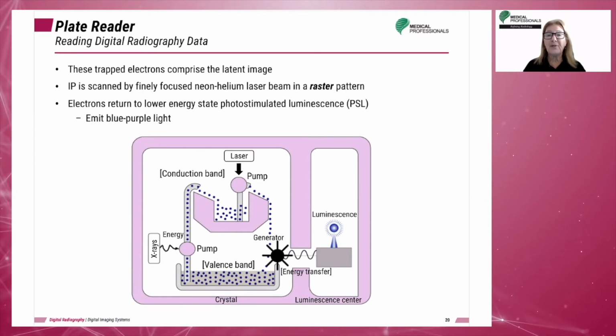The imaging plate must be inserted into the plate reader to release the electrons and process the latent image. A helium neon laser light scans the plate and releases the electrons that are trapped. These electrons emit light as they move back and forth to the valence band.